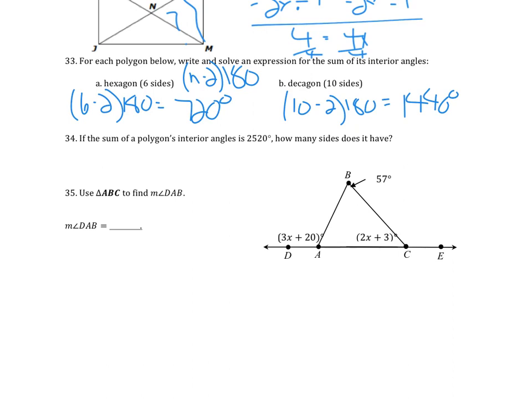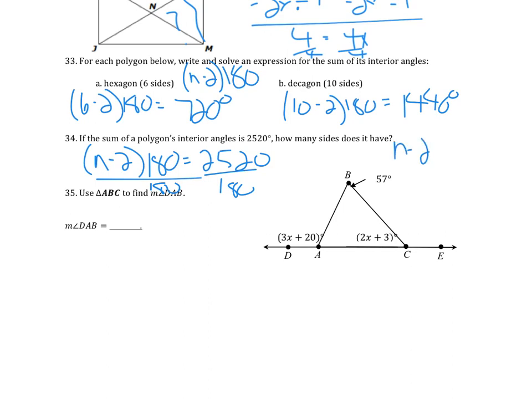Now 34 is still talking about the sum of polygon interior angles. The difference between 34 and 33 is that 34 gives us the angle measure. So we're still going to use n minus 2 times 180, but this time it's going to be set equal to the angle. And then we have to solve. So we divide by 180, and n minus 2 equals 14.